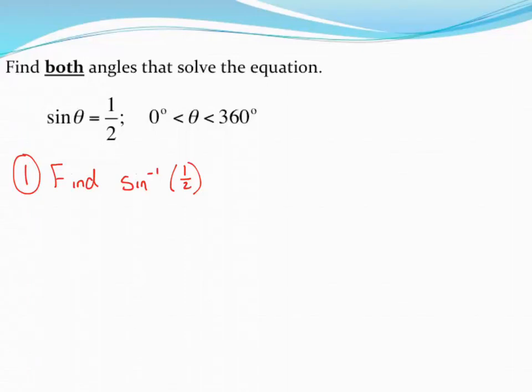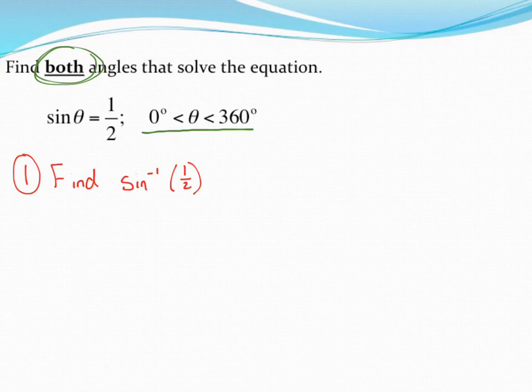When our domain is between 0 and 360 degrees, it turns out that there are going to be two angles that satisfy these inverse trig equations. So let's take a look at how to find both of those angles. One will be found on the calculator, the other one we'll have to do a little bit of work to find.